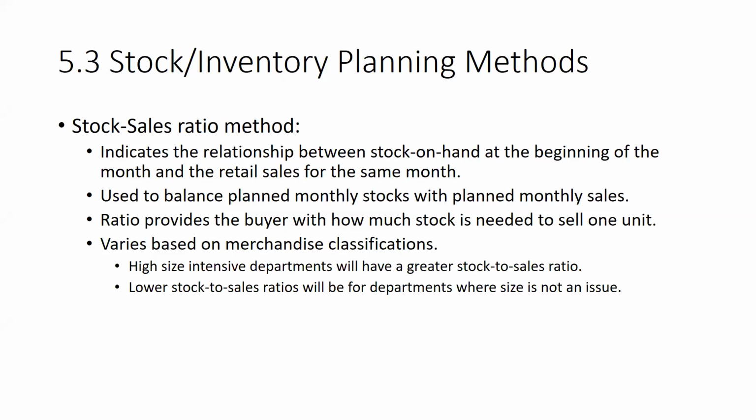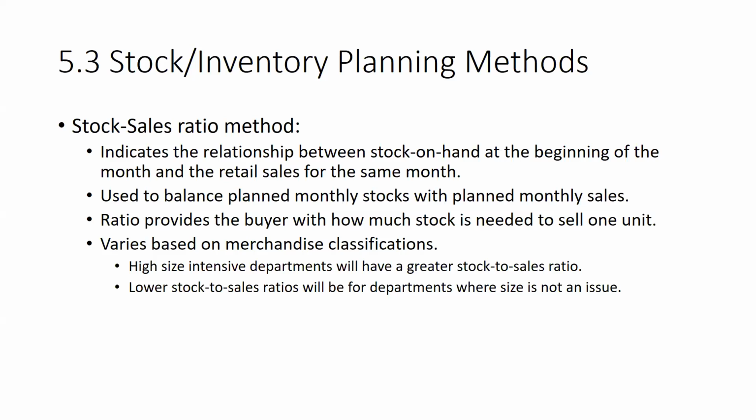problems related to that. So stock to sales ratio method is one of those methods which helps you determine how much stock you need to have to achieve the sales for that particular month, and it is based on the amount of stock you would have in relation to your sales, and generally used in our industry as well. Most of the times in the fashion industry, we use the stock to sales ratio method, and it also gives you a pretty good ratio which tells you how much stock is needed to sell one unit.